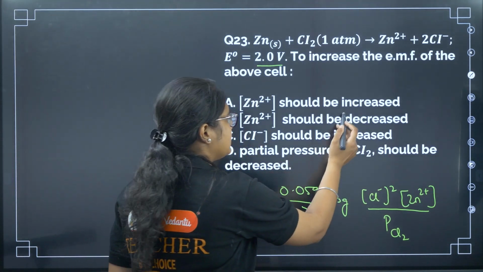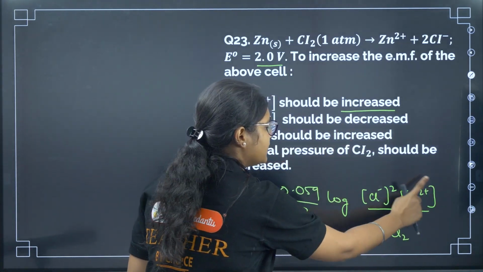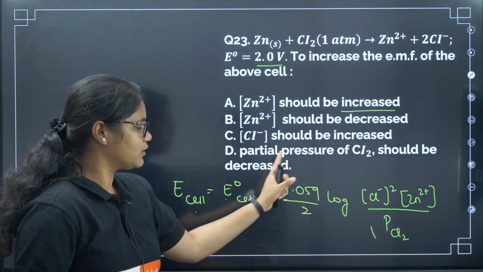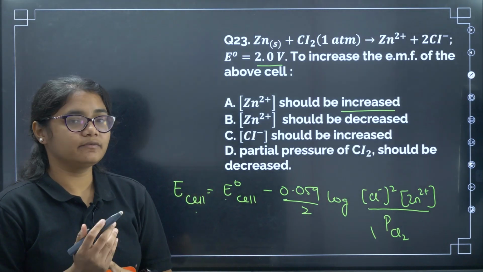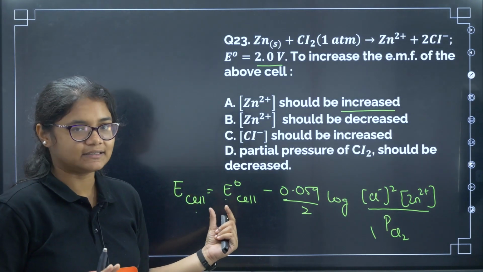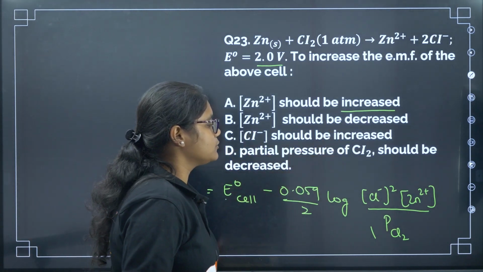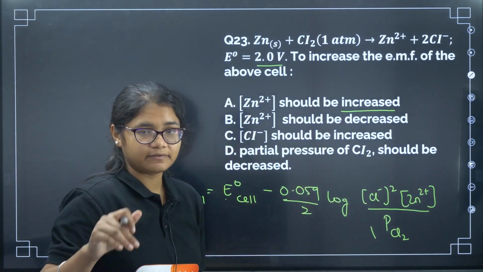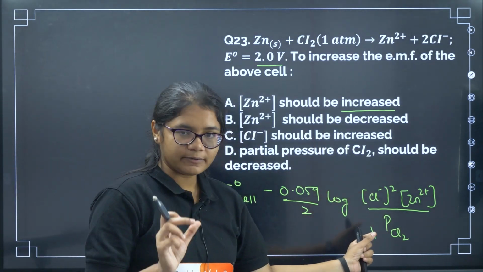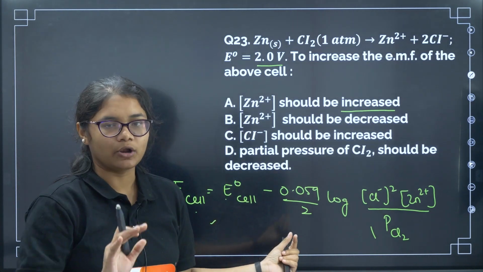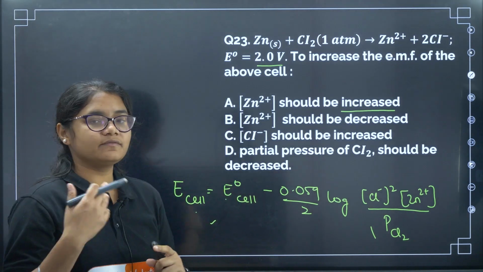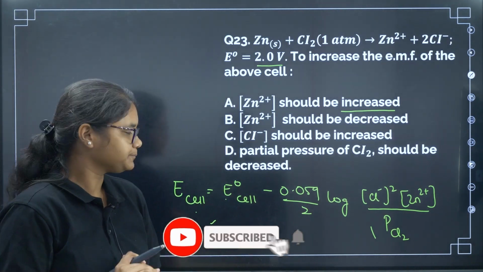Now let us see, if we increase the Zn2 plus value, then this log value will increase, then the overall value will increase. So we have to subtract a bigger number, right? So the E of the cell will decrease in that case. Now Zn2 plus should be decreased. If we decrease it, this log value will be a small number, and we will be subtracting a small number. So we can say E of the cell can be increased in this case.